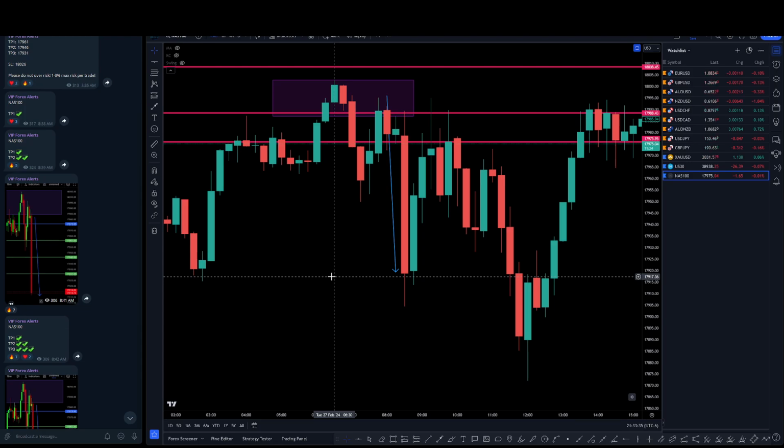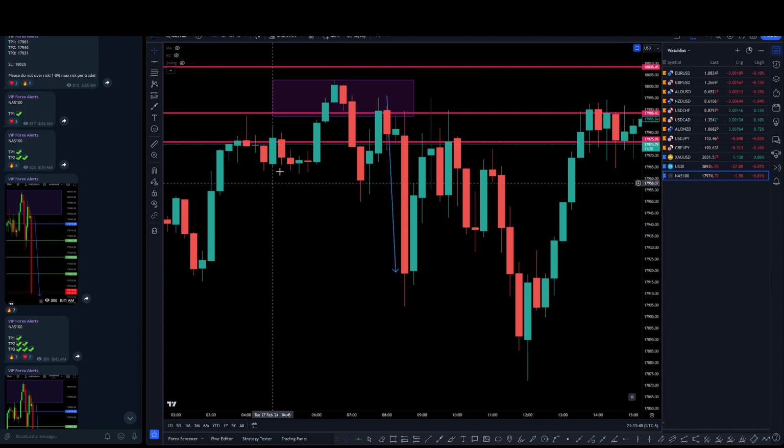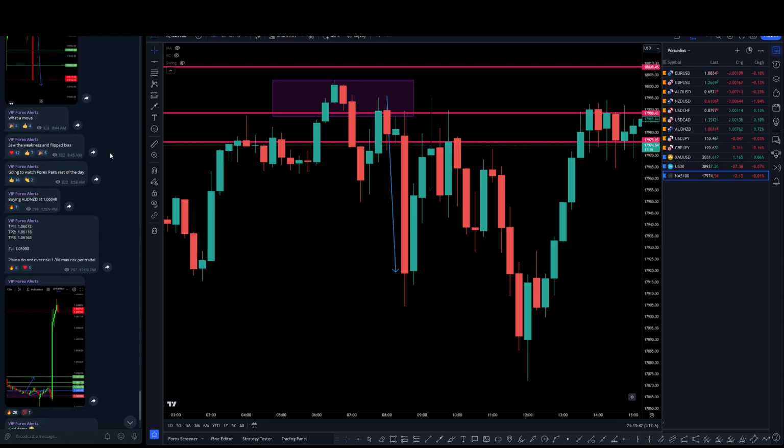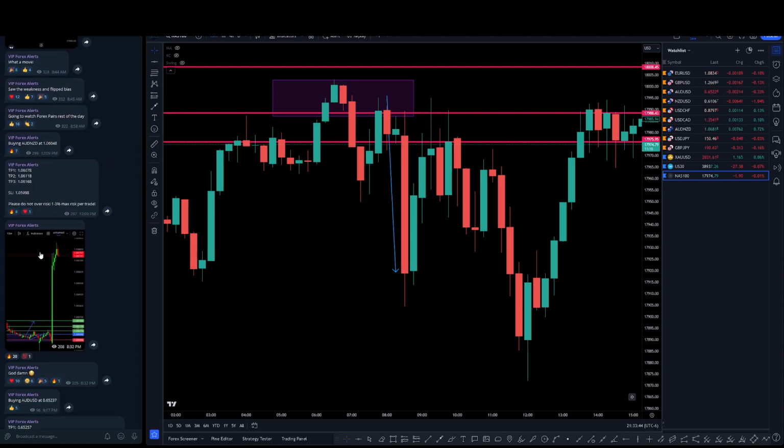You know where you're looking to take profit. You're not being greedy. Then profits will follow along. The last signal we sent out today was, obviously, AUD NZD.